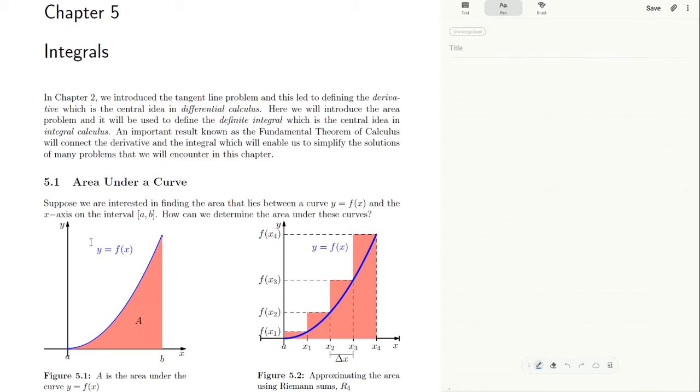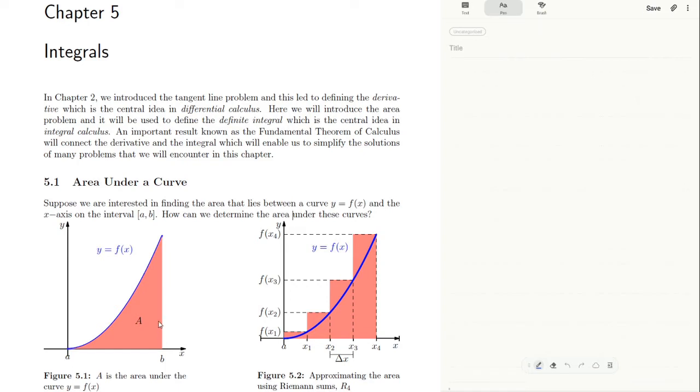So let's consider a function y equals f of x, and suppose that we're interested in finding the area that falls between the curve and the x-axis on an interval from a to b. So now the question is, how do we determine the area of this region?